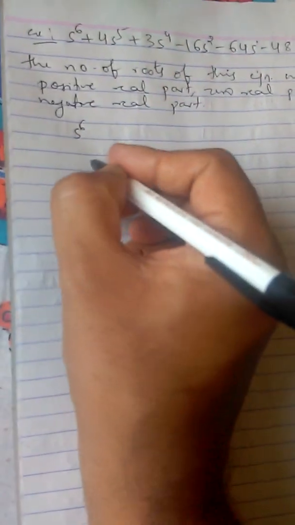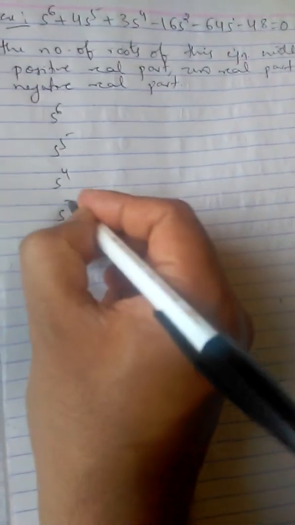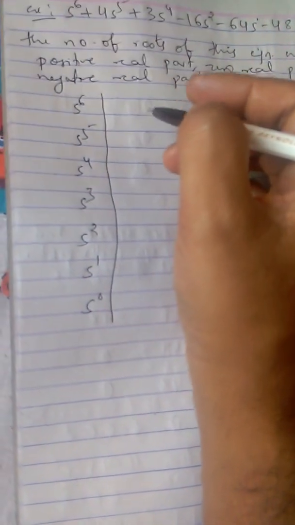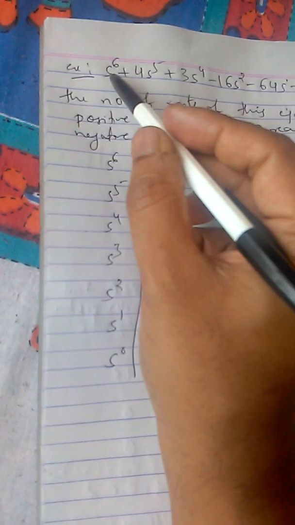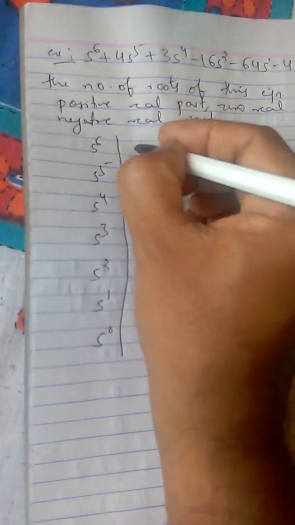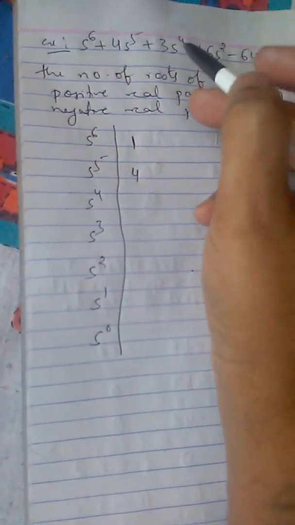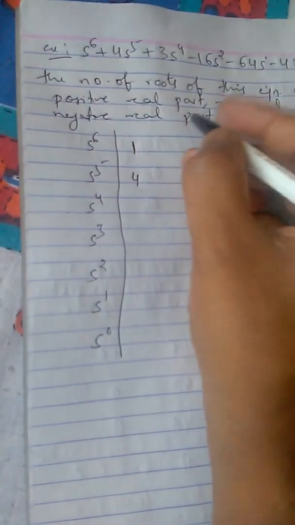It is s raised to 6, s raised to 5, s raised to 4, s cube, s square, s raised to 1, s raised to 0. So first two rows should be filled by looking into the given characteristic equation. Coefficient of s raised to 6 is 1. Coefficient of s raised to 5 is 4. Coefficient of s raised to 4 is 3.